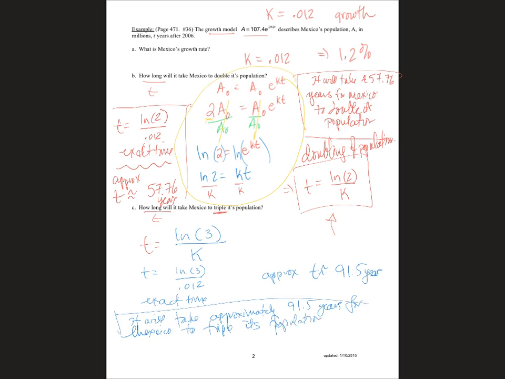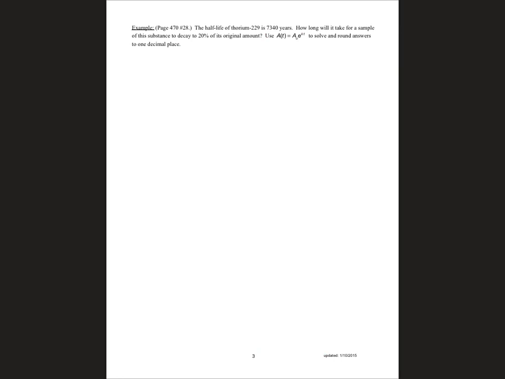So we can make a conjecture and say: how long will it take for a population to increase by a factor of n, where n equals 2 if we're doubling, n equals 3 if we're tripling, etc.? Well, t would equal ln of n over k, where n is the factor of increase. So we can make a generalization. Now you can use brute force every single time and solve this to find t, or you can keep this in mind for growth. Let's look at another example.